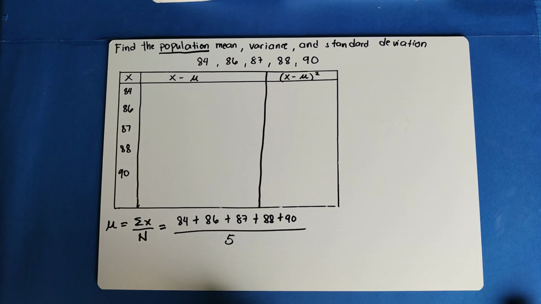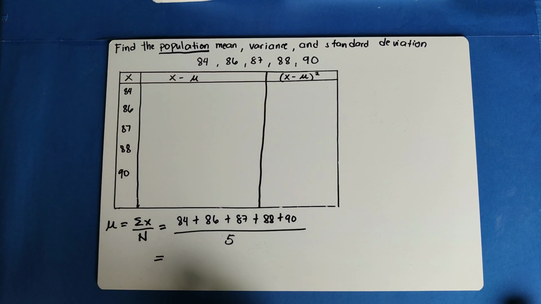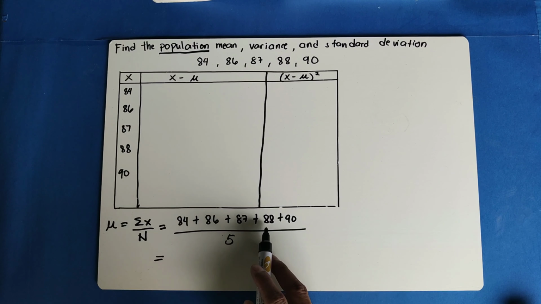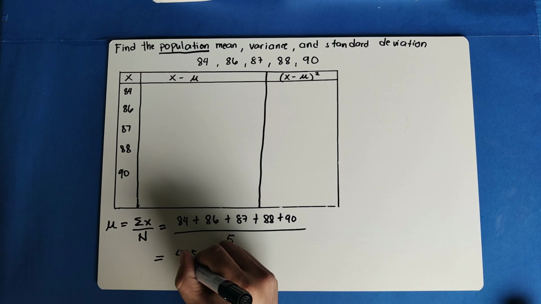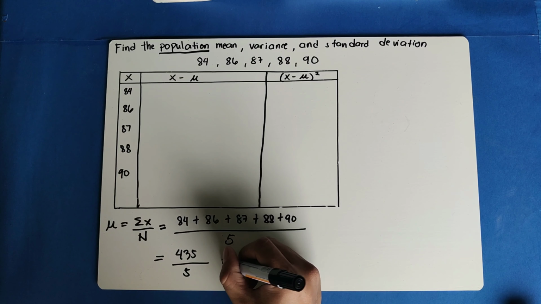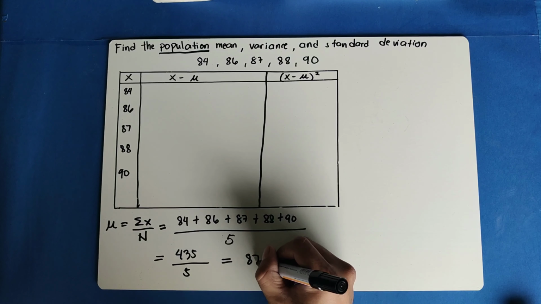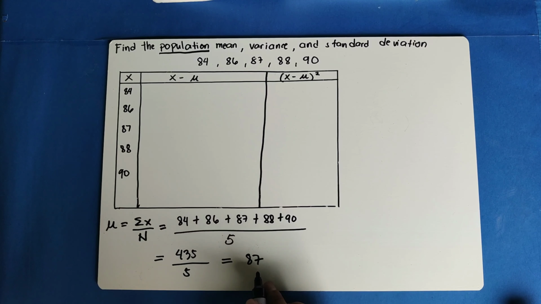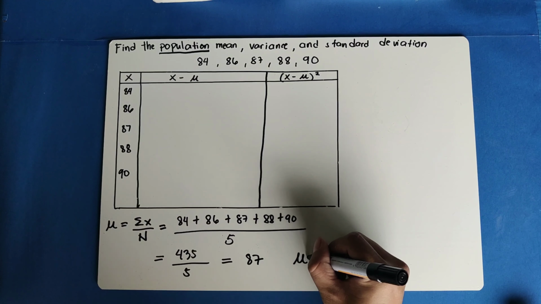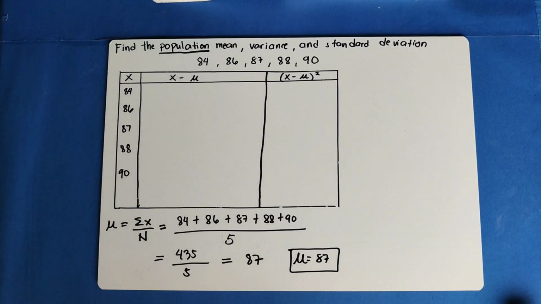Okay, so let's proceed finding the population mean. 84 plus 86 plus 87 plus 88 plus 90. The sum is 435. Divided by 5. So our population mean is 87. 435 divided by 5, the result is 87. So our mean is 87. This is our population mean.